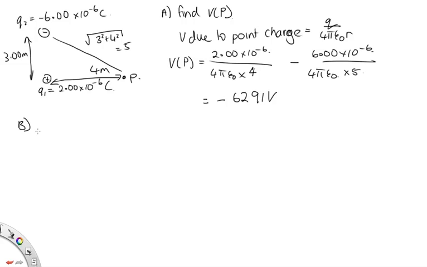Now part B of this question says find the change in the potential energy of the system of the two charges plus a third charge, Q3, equal to 3.00 times 10 to the minus 6 coulombs, as the later charge is moved from infinity to point P.